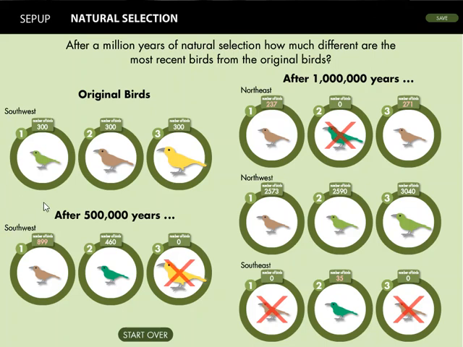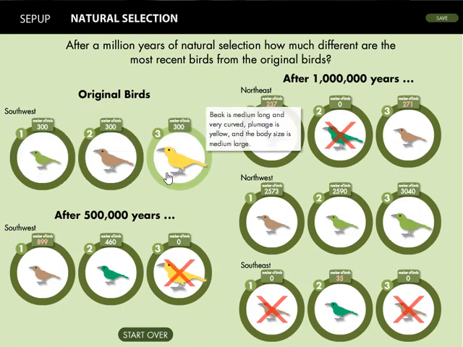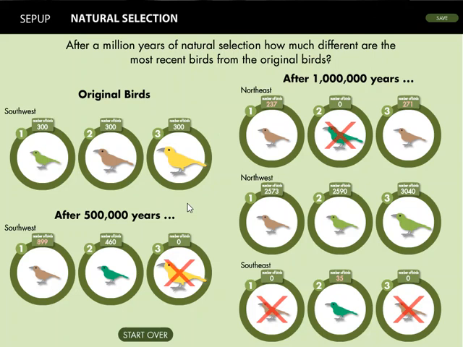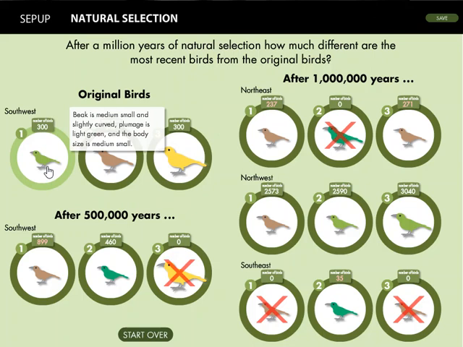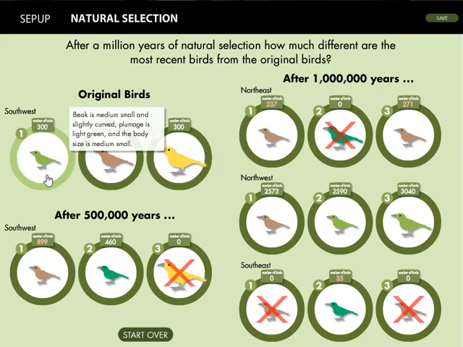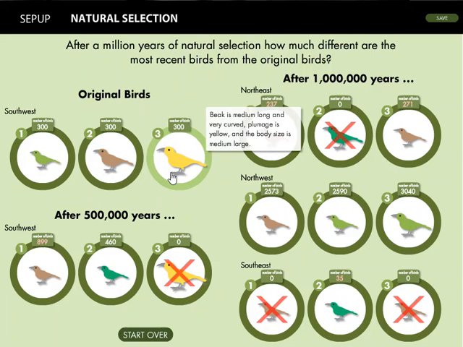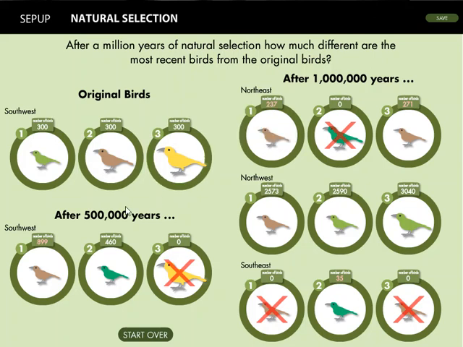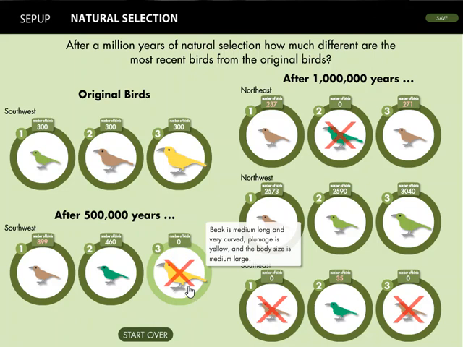When I chose these three populations of birds, I deliberately chose characteristics extremely different from each other. So small, medium, large, green, brown, yellow, short beak, medium beak, long curved beak. I wanted them to be deliberately different because they're in the same habitat, and I wanted to see what would happen to such extremes of variety in the same habitat. So after 500,000 years, we only ended up with two of our three populations.